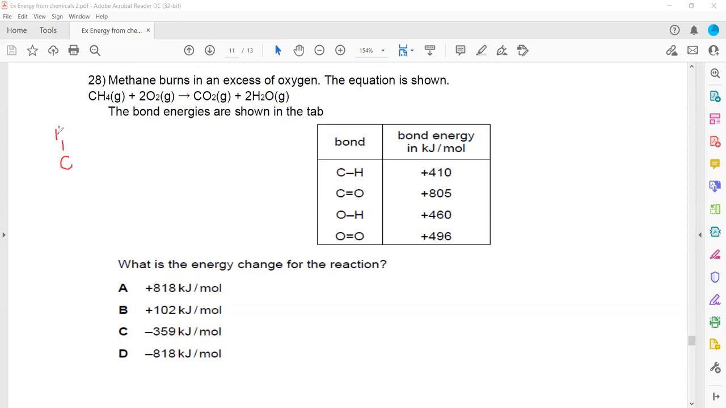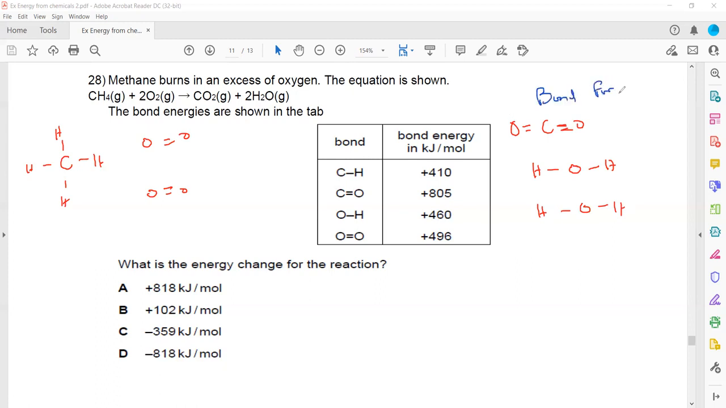So methane is there, which is CH4. Oxygen is there, O double bonded with O. This is bond breaking and bond forming. CO2 means oxygen double bonded with carbon and with another oxygen, and H2O, H, O and H. So this side is bond forming, and this side is bond breaking.